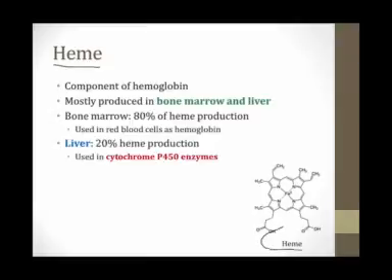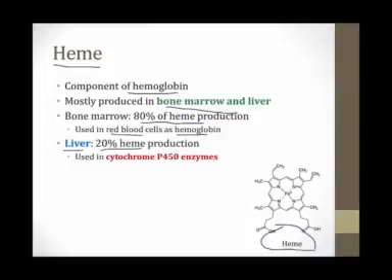This is its structure at the bottom right side of the screen here. It's an important component of hemoglobin, and it's mostly produced in the bone marrow and the liver. Now, most people know that heme is made in the bone marrow where red blood cells are produced, and this is where 80% of heme production occurs, and the heme that's produced in the bone marrow goes into the red cells as hemoglobin. However, you also want to remember that the liver produces a significant quantity of heme.